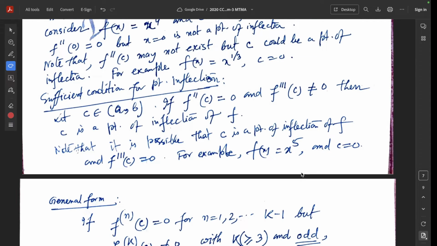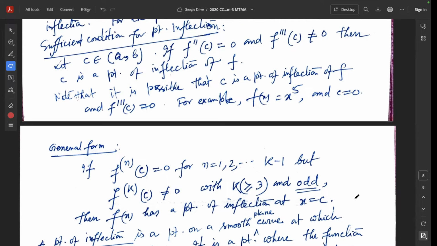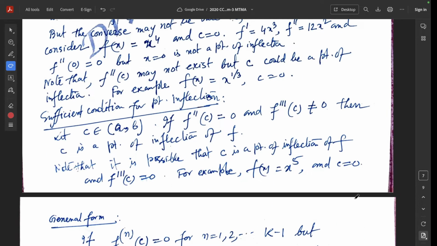So the general sufficient condition is this: if the nth derivative at the point c equals 0 for n equal to 1, 2, up to k minus 1, but the kth derivative at the point c is not equal to 0, with k greater than or equal to 3 and odd, either 3 or 5. If the triple dash c equals 0, then we have to check if the fifth derivative at the point c is not equal to 0. Then f(x) has a point of inflection at x equal to c. So this is the sufficient condition for the point of inflection.